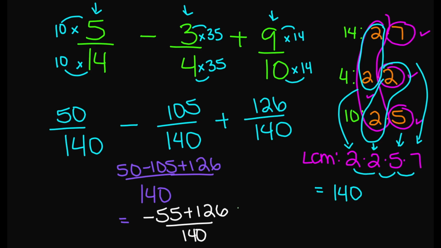And your numerator is going to be a positive 71. And then your denominator is going to be 140. And based on this example here, I cannot simplify any further. So your final answer here is 71 over 140.